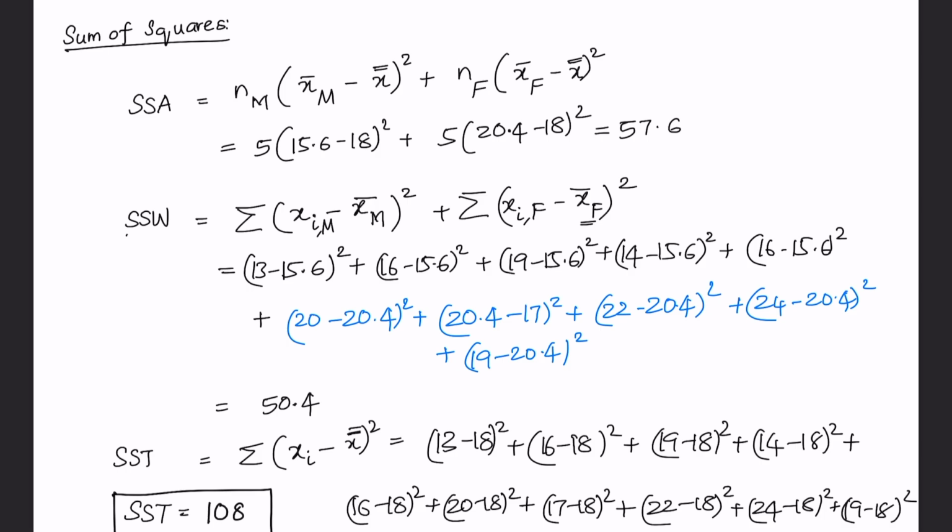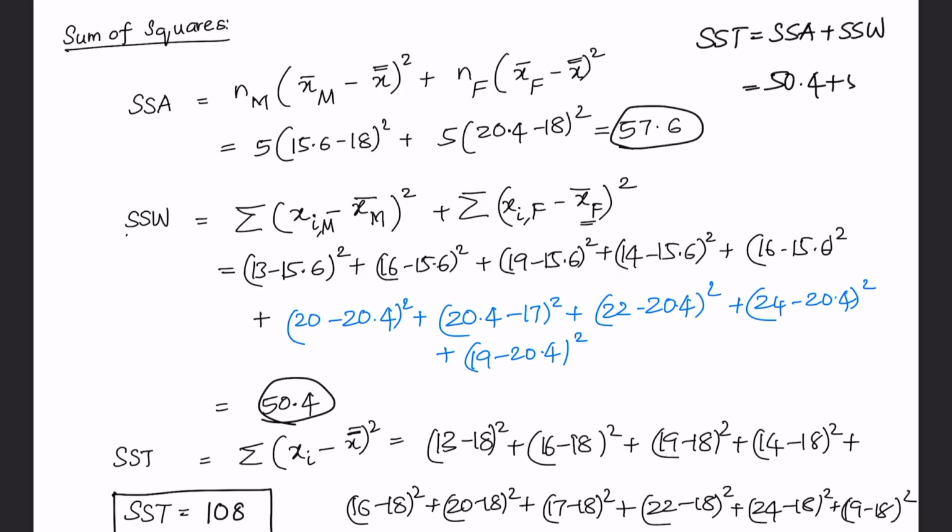The easiest way to check this is to just add both of these values. So 57.6 and 50.4. We know that SST is SSA plus SSW. So 50.4 plus 57.6 again gets back to the value 108. So you can either find it this way or directly calculate the SST. By calculating this, you check whether your SSA and SSW are right or not.